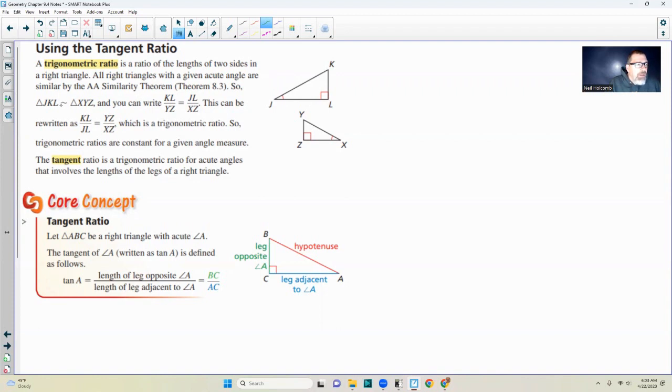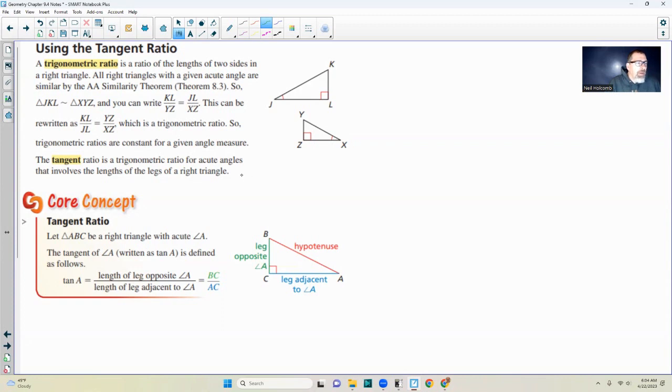So when those two triangles are similar, you can write KL, which is this shorter leg, over the shorter leg of the other, YZ, is equal to the long leg over the long leg, rewritten as KL divided by JL equals YZ divided by XZ. So the short leg over the long leg of one triangle is equal to the short leg over the long leg of the other triangle. So you can either go short to short, long to long, or short and long from one equals short and long of the other.